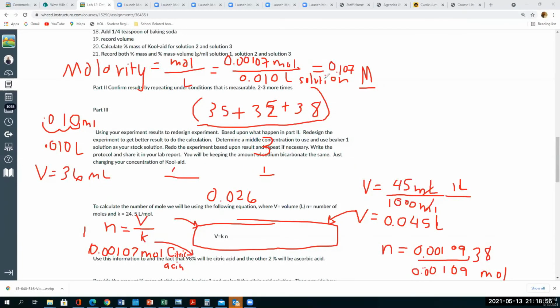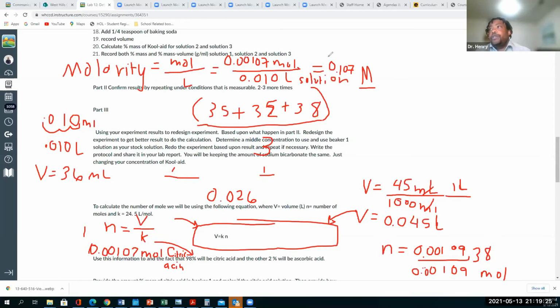So the 0.107 is the answer to my N value? Yes. 0.107 would be the molarity, the concentration that I used to get my values. Now, if you did a dilution of the original, then you need to calculate the dilution that you did.